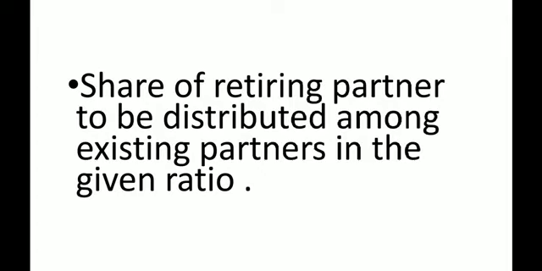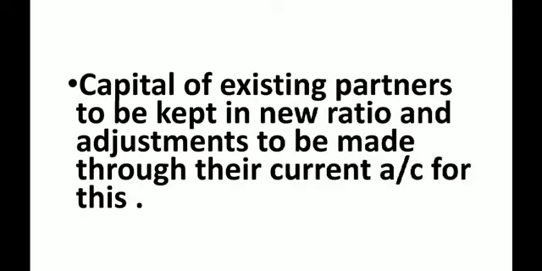So in today's sum, the first new topic is that the share of retiring partner is to be distributed among existing partners in the given ratio. That means in the given question, you will be instructed how you are supposed to distribute the share of retiring partner among existing partners. This will be more clear when we actually do the adjustment.